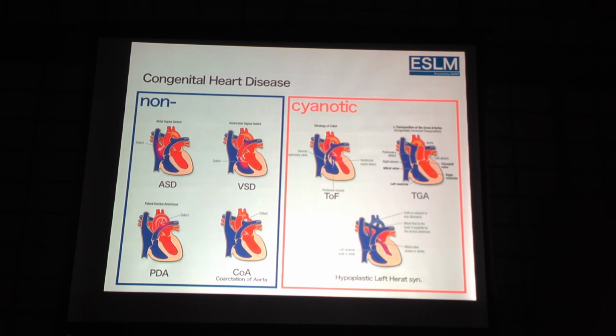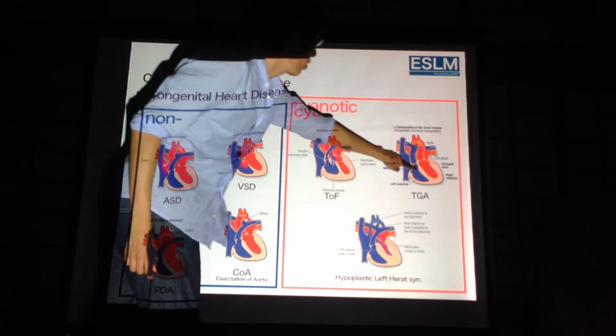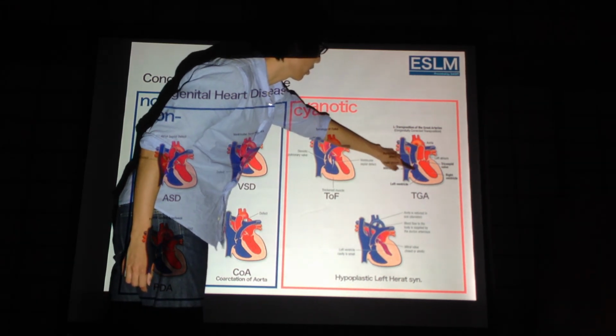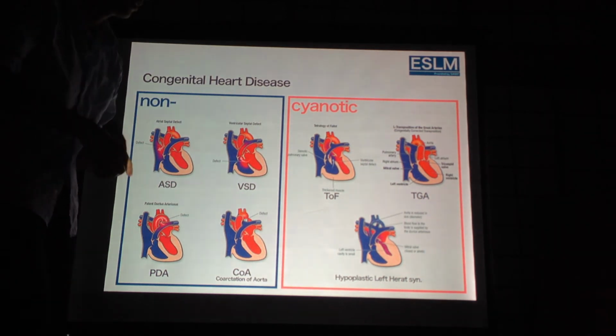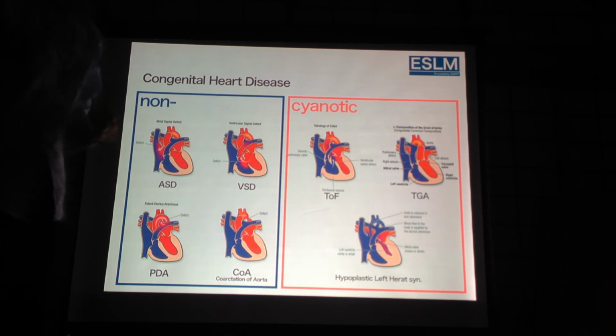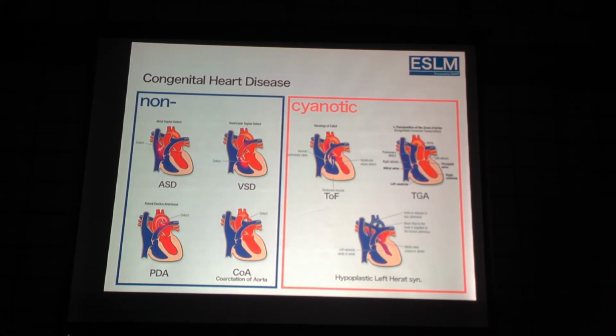TGA is where the aorta and the pulmonary artery are switched. So the dirty blood goes to the entire body instead of the lung. Usually the deoxygenated blood flows to the lung, but this blood flows to the entire body. So it's just circulating by itself. The dirty blood comes back to the heart and goes back to the body again, so they will never get the clean blood. That's a vicious cycle in TGA. Thank you.